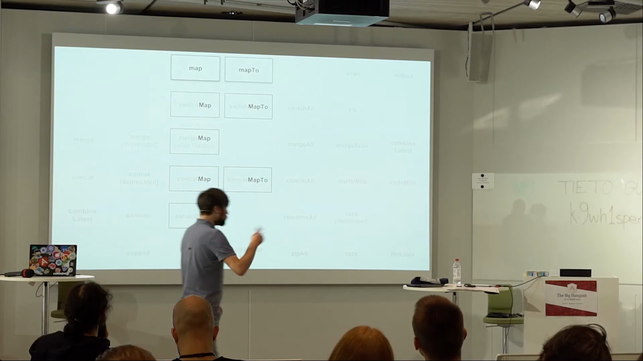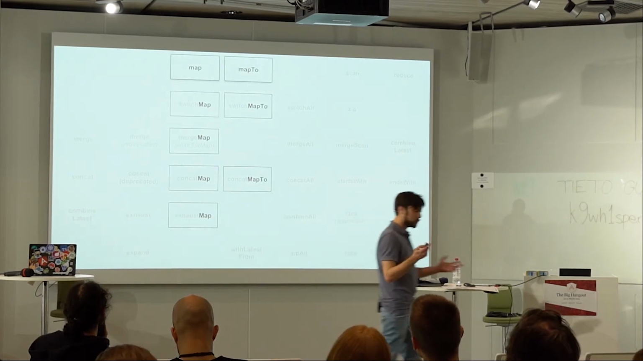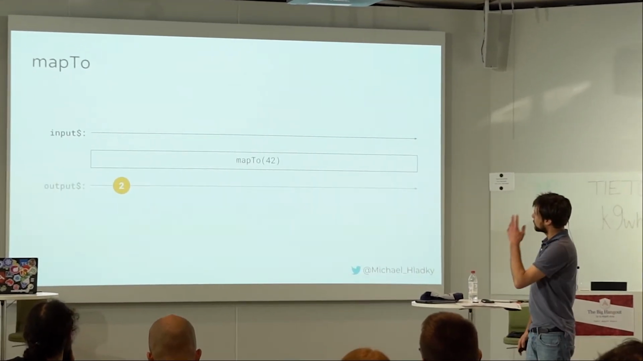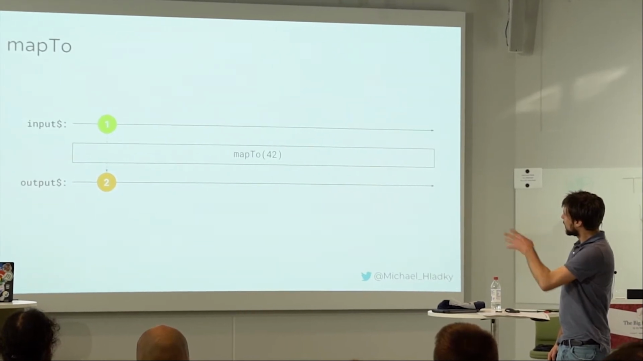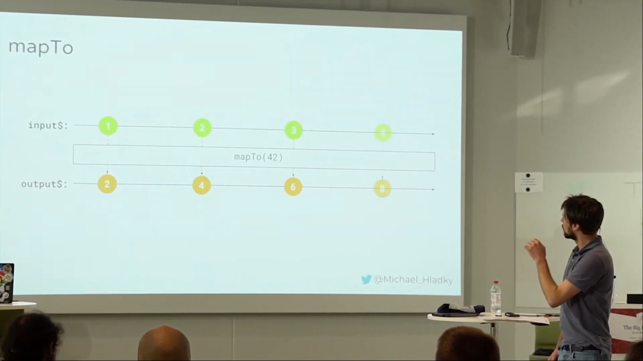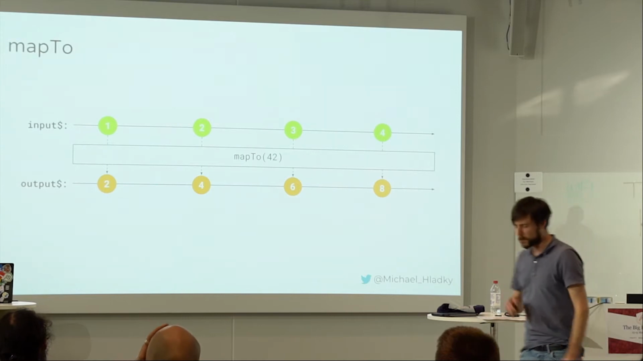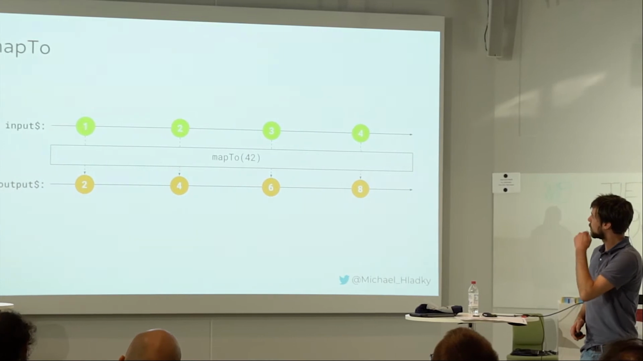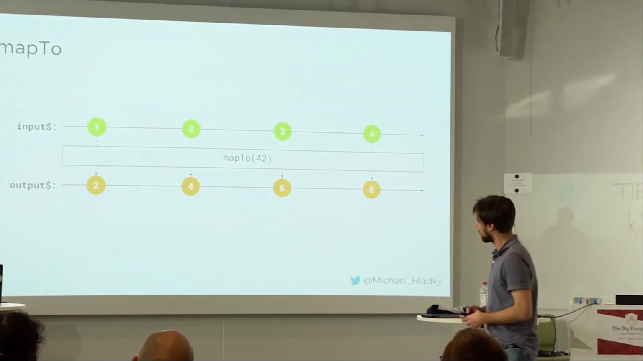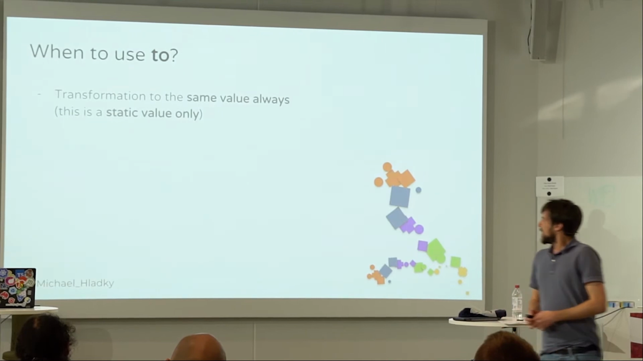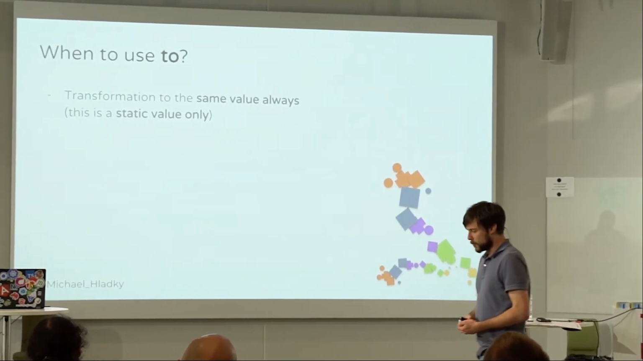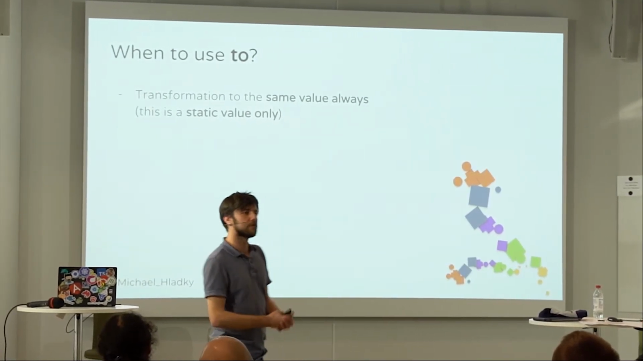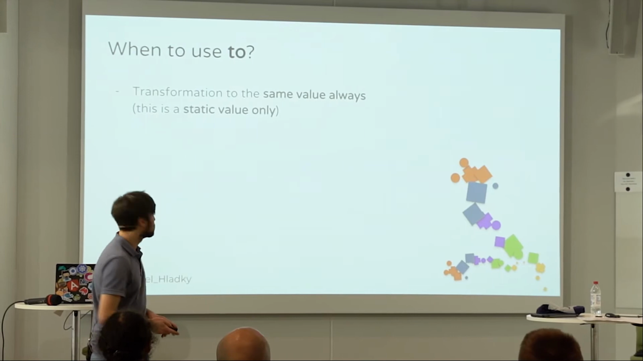Let's talk about mapTo. What does this "to" mean, the part "to"? Well, it is pretty simple. You have incoming values, and no matter what you do, you basically always transform them to the same value. So no matter what you receive, you always transform them to the value 42. You use mapTo when you don't care about the incoming value, because you know you will always map it to a certain outcome value or output value.